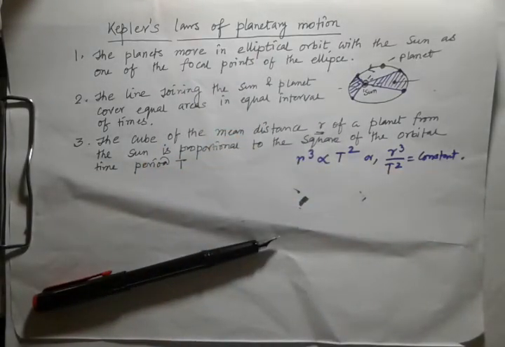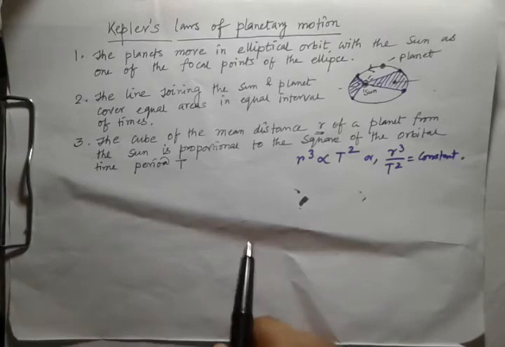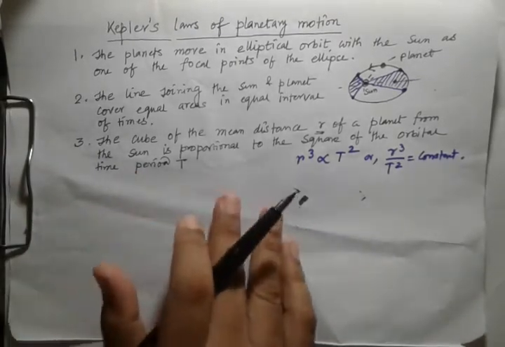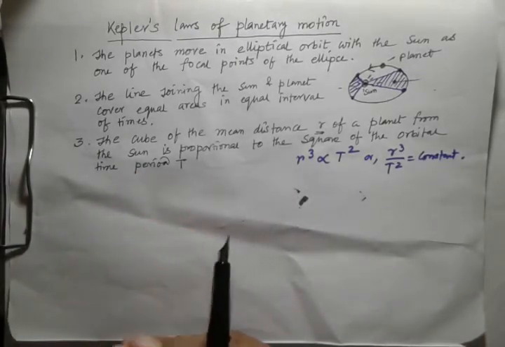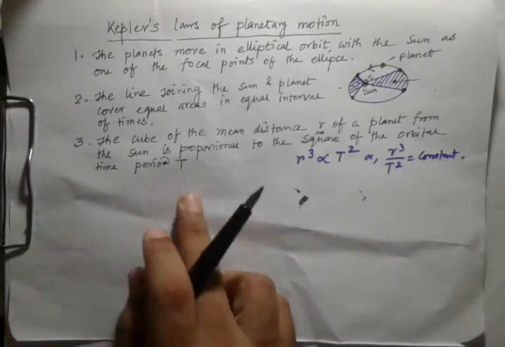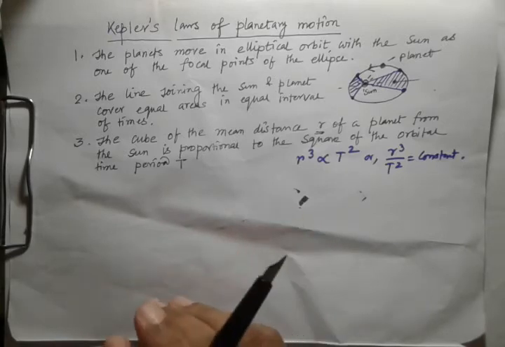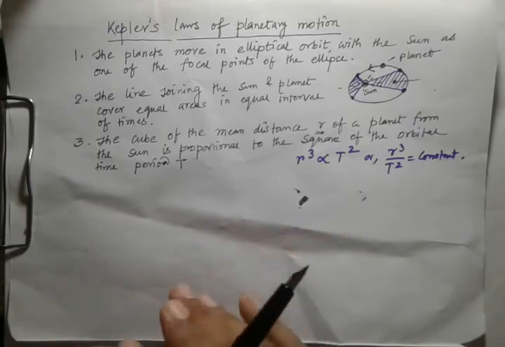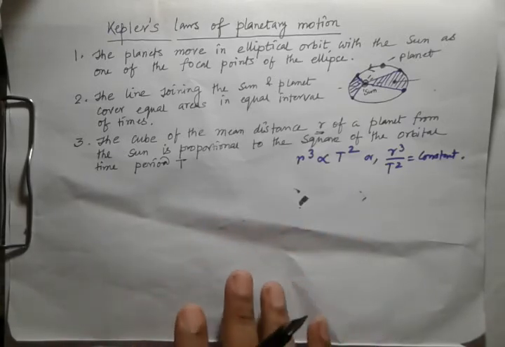Now we'll come to the point of how the inverse square law has been produced. What is the inverse square law? The inverse square law is that F is directly proportional to 1 by r square. We took this formula in the previous class, that F is directly proportional to 1 by r square. That is the inverse square law.